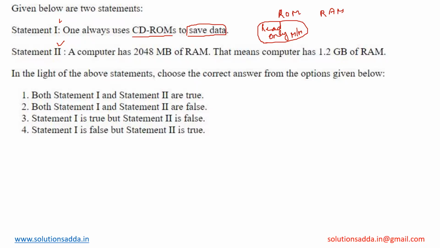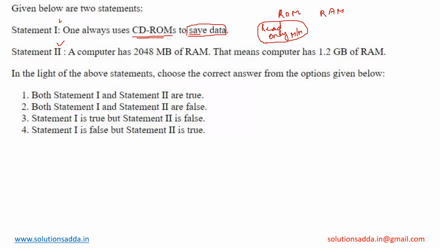In ROM memory, we cannot modify the data, either delete or insert new data into the ROM. ROM is non-volatile memory in which we can only read the data. So what statement 1 says, that a CD-ROM is used to save data, is not correct. In a CD-ROM we cannot save the data. So statement 1 is false.